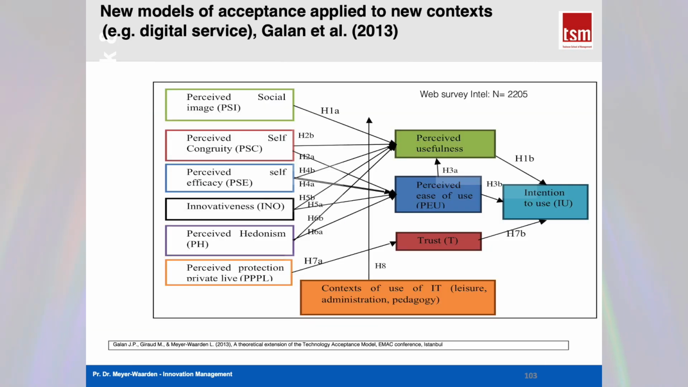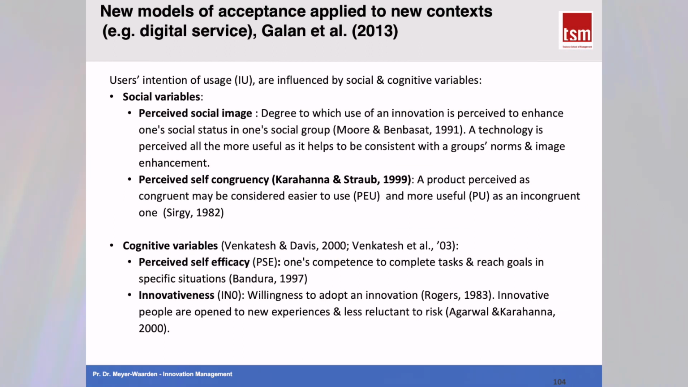In this model, we add perceived self-congruity, perceived self-efficacy, innovativeness, and social image to the traditional TAM model. So users' intention of usage is influenced by social and cognitive variables, namely perceived social image, which is the degree to which the use of an innovation is perceived to enhance one's social status in one social group.